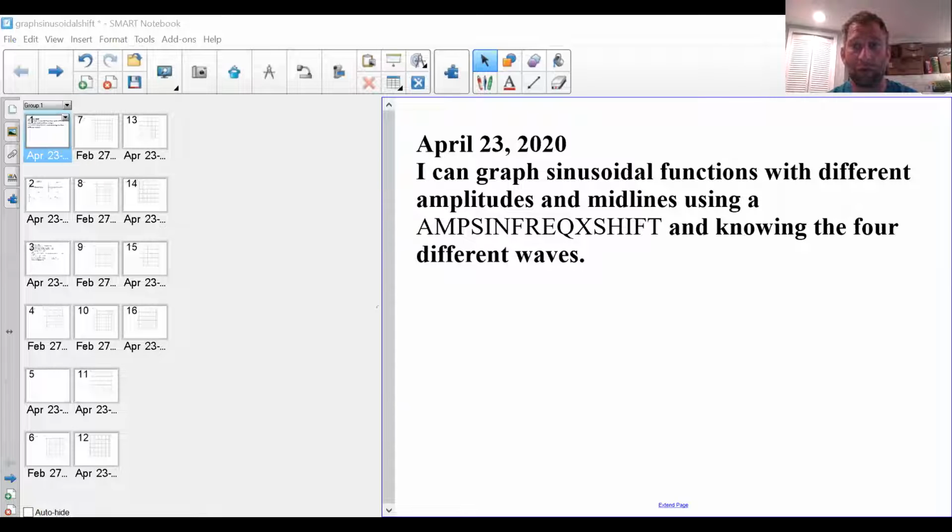We are going to build on the previous lesson. We are going to graph sinusoidal functions with different amplitudes and midlines using amp, sine, freq, x, shift, and knowing the four different waves. So let's start with our song.